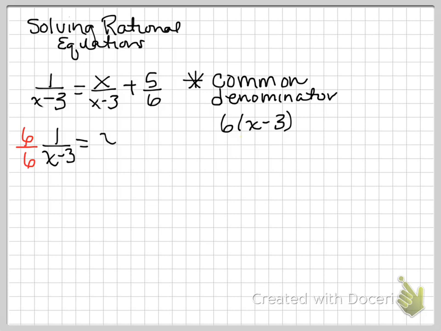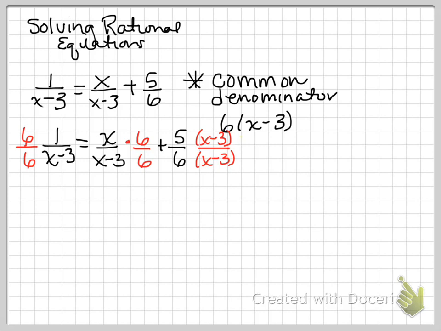My second fraction, again, I have just the x minus 3, so I'm going to multiply the top and the bottom by 6. For my last fraction, I am missing the x minus 3, so I'm going to multiply the top and the bottom by x minus 3.